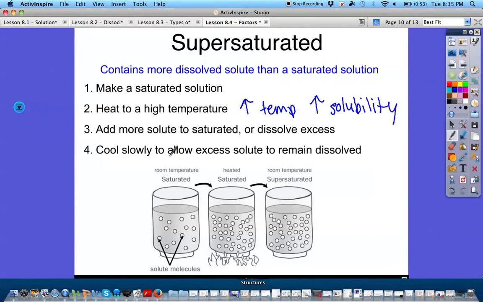And then you're going to add more solute to the saturated solution, or you're going to dissolve the excess that has not dissolved. And then after all of it is dissolved, you're going to cool it slowly to allow the excess solute to remain dissolved. So a supersaturated solution is going to be characterized by heating it and then slowly cooling it. Now, if we didn't slowly cool it, we would have a precipitate that would form. So this part about cooling it slowly is very important.